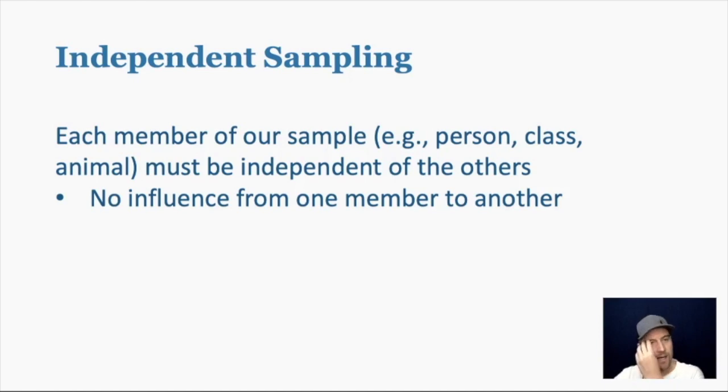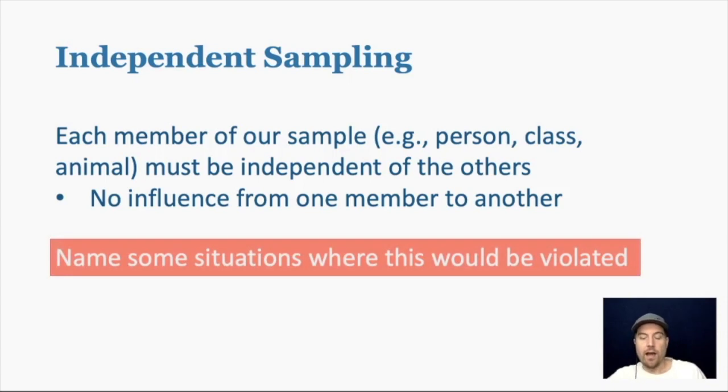And then independent sampling. Each member of our sample needs to be independent of the others. There's no influence from one member to another. That's really important. I've already named a few situations where this could be violated. It's great practice to think about your field and think of some situations where this might be violated so that you can keep an eye out for it.